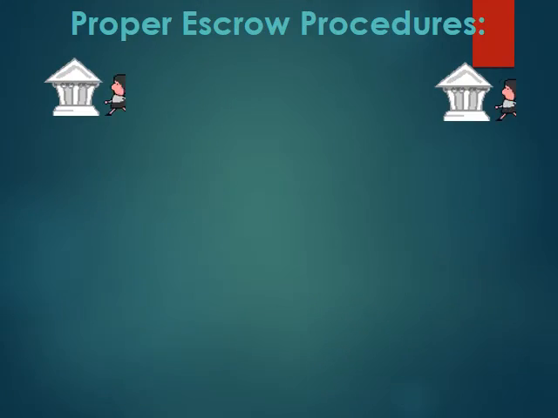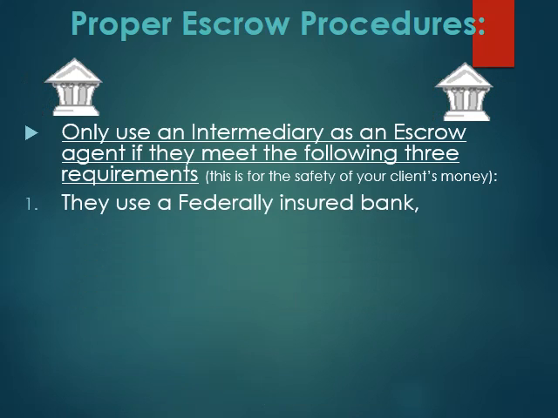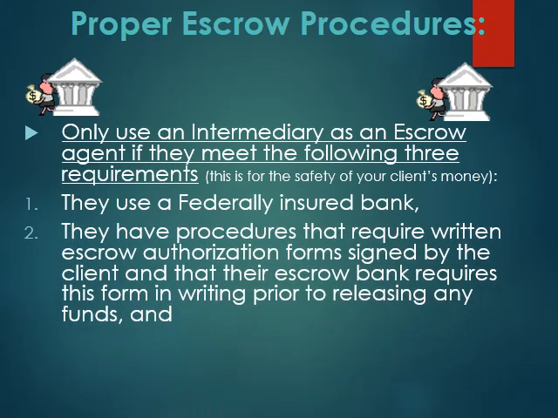So, proper escrow procedures. Only use a qualified intermediary as an escrow agent if they meet the following 3 requirements. Now, this is for the safety of your money. 1, they use a federally insured bank, and that's important just because you've got the FDIC coverage. 2, they have procedures that require written escrow authorization forms signed by you, and their escrow bank requires this form in writing prior to releasing any funds. And that's the way we have it set up.